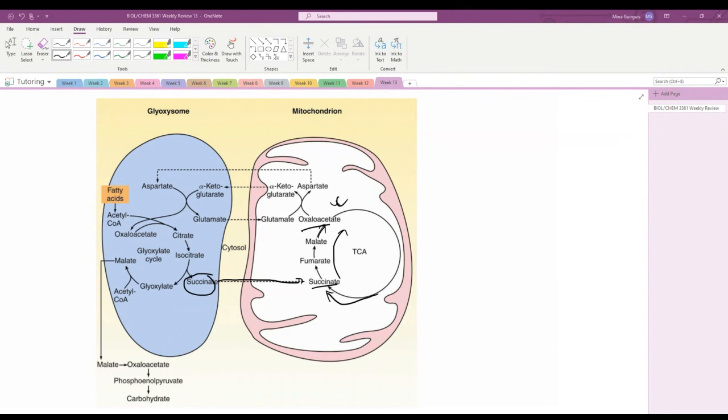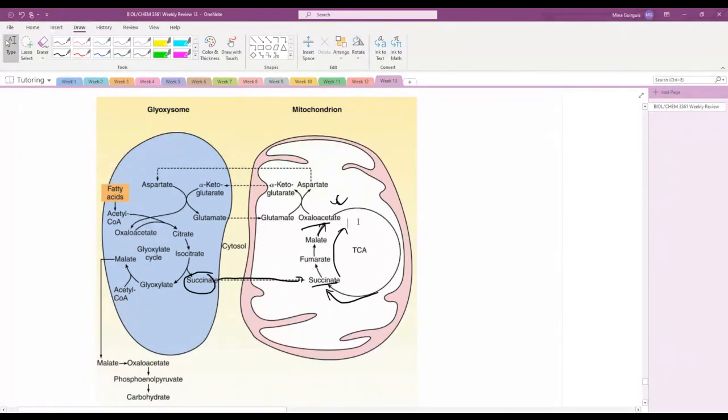No, that's all right. It's one of the weird ones, to be honest. Don't worry about it. It's 5 carbons. Okay, so this is 4 carbons here, 4 carbons. This is 5 carbons. Okay, and we get aspartate, which is 4 carbons, and alpha ketoglutarate, which is 5 carbon.